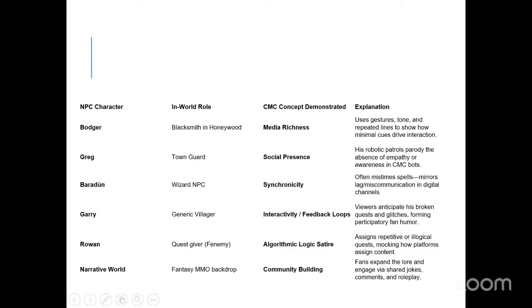When we do a kind of sentiment analysis for these characters, we can really understand that there are a lot of broken quests and glitches. For Rowan, who's a quest giver, I don't know why it's always felt as a frenemy. Maybe it's something peculiar to the story, and it's an algorithm. It's an AI-driven logic satire. So there are a lot of repetitive or illogical quests and mocking of how platforms assign content in this whole imaginative universe, along with what the creator of the narrative world of the story has set up: a fantasy MMO backdrop, community building, and the fans expand the lore and engage via shared jokes, comments, and role play.